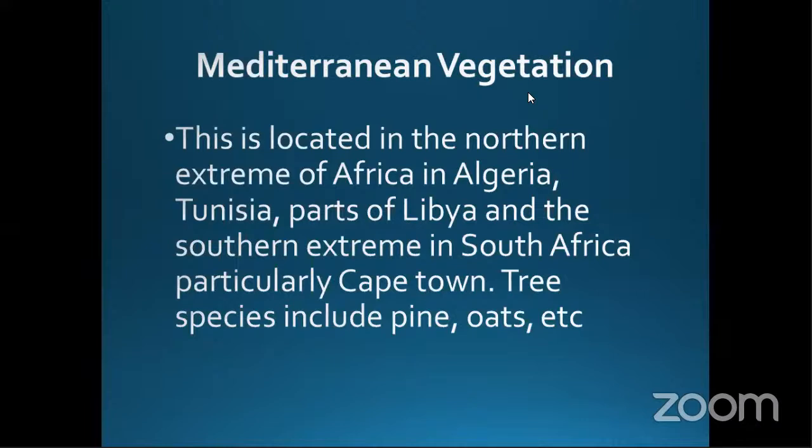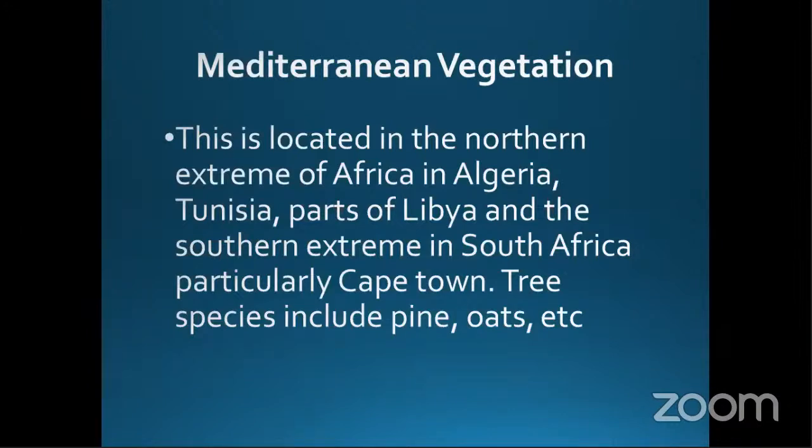Mediterranean vegetation. This is located in the northern extreme of Africa in Algeria, Tunisia, parts of Libya, and the southern extreme in South Africa, particularly Cape Town. Tree species include pine, oaks, among others. Okay, thank you very much. Yes, that's where we find the location of Mediterranean vegetation in Africa, extreme ends.